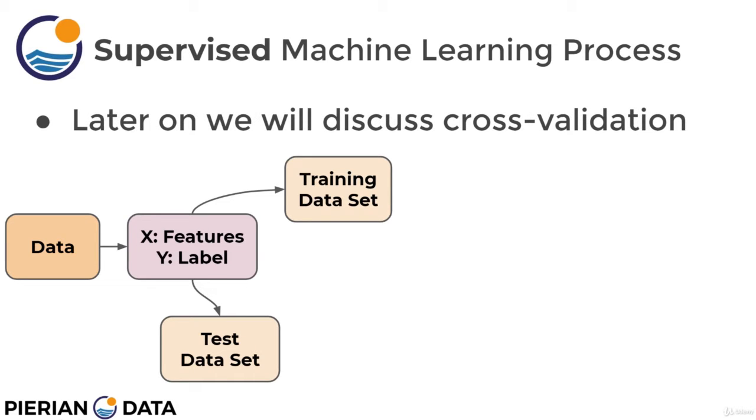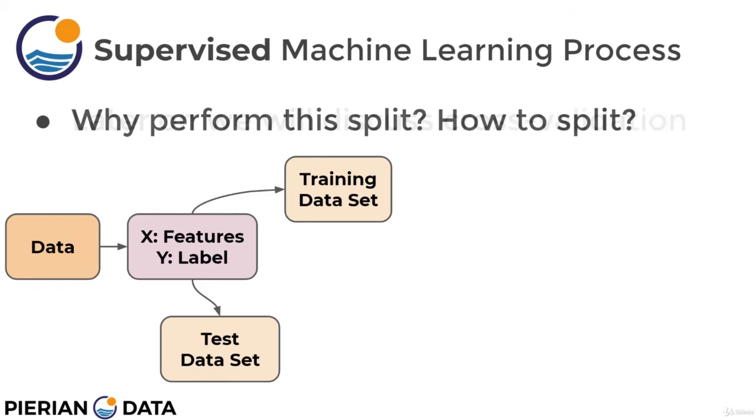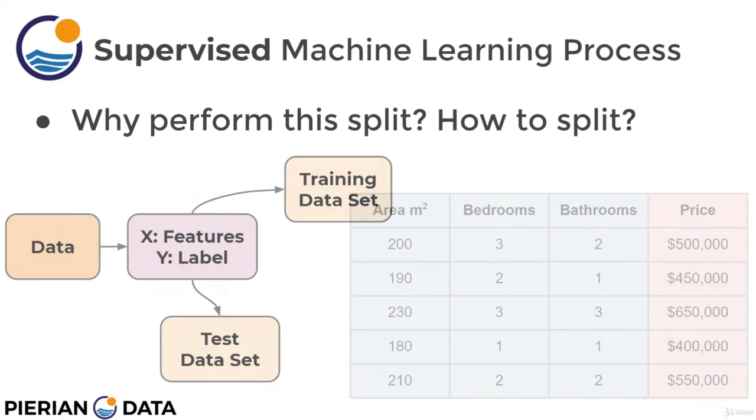Keep in mind, later on in the course, we're going to discuss more advanced methods of this, generally called cross-validation, and we'll also talk about holdout sets. But for right now, let's take the simplest approach, which is splitting into two sets, a training set and a test set. So the obvious question then is, why are we performing this split? And how do I decide how to split up this data?